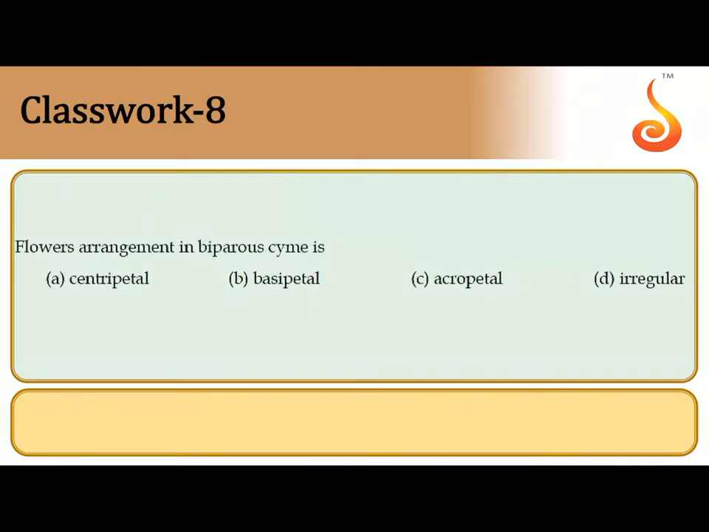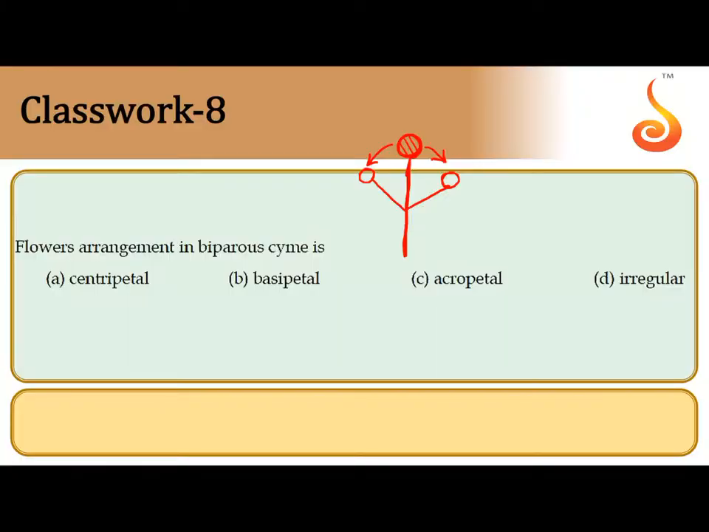Flower arrangement in a biparous cyme: biparous cyme means there is a floral axis, the rachis or the peduncle, and it ends in a flower. The oldest flower is on the top, and then it may produce two lateral branches, one on the right and one on the left. So first you have the oldest flower and then you have younger flowers below it.